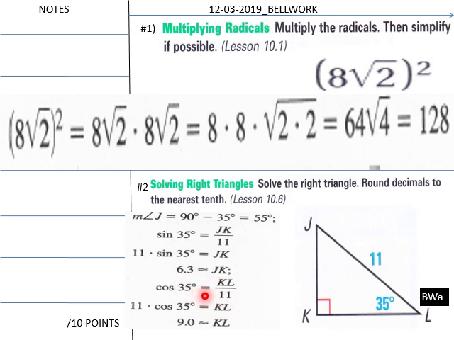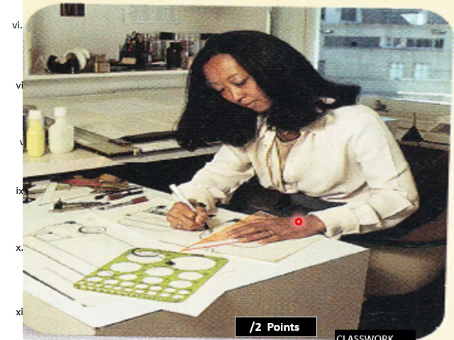Now we'll take the cosine 35 of KL. Cosine 35 is adjacent over your hypotenuse, which is KL over 11. And then we solve for KL here. So we have 11 times cosine 35 equals KL. So yeah, 9.something equals KL here. So this is 9 here. So students, you should have 9 for KL. And then for JK, you should have 6.3 is what you should come up with. Okay, into our lesson today.